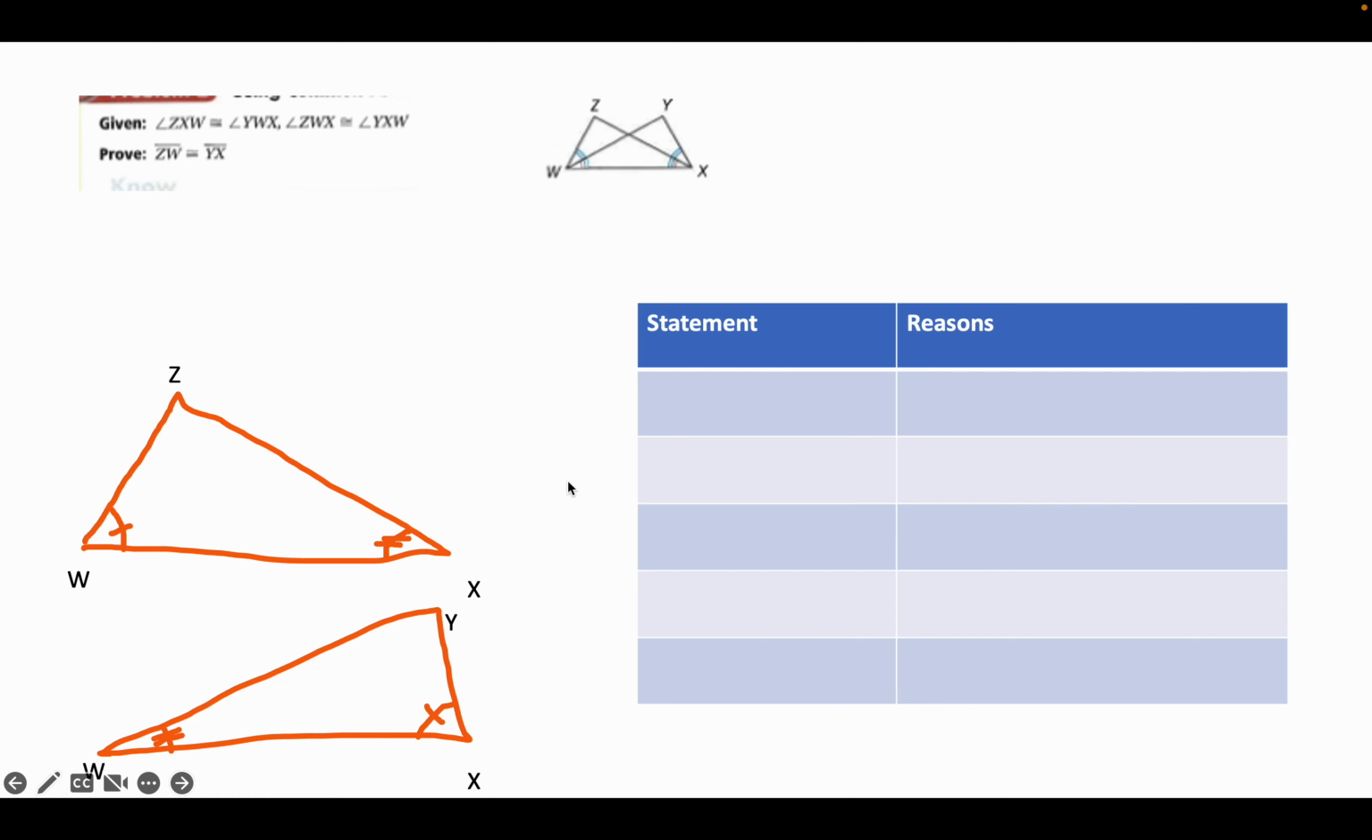Following the thought train, I got to write down what I'm proving. I'm proving ZW is congruent to XY. Done. This is not a triangle. These are segments. So that means they are parts of the triangle. If I am going to prove that ZW is congruent to XY, I'm going to have to prove the whole triangle is congruent. So I'm going to say that they're corresponding parts. The reason I'm going to use here is the corresponding parts rule. Corresponding parts of congruent triangles are congruent.